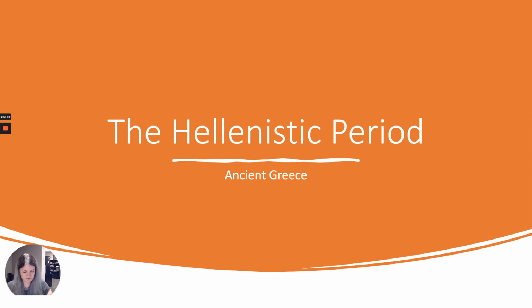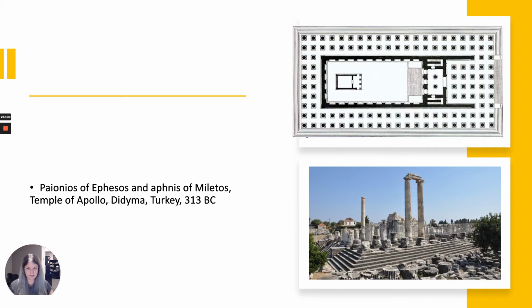Okay, now let's get into the Hellenistic period. In the Hellenistic period, we just have more. Everything gets more amped up, a little more elaborate, a little more dramatic. So this is the Temple of Apollo. It was made by Paeonios of Ephesus and Daphnis of Miletos. It was worked on off and on for a very long period of time, and it's a deviation from the previous temple structures that we've seen in the classical Greek period.